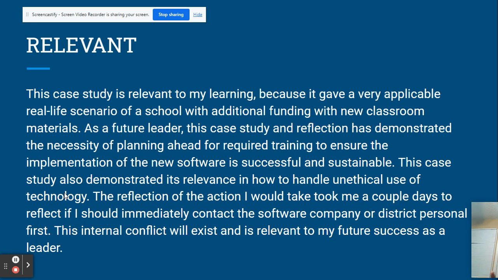The reflection of this action I would take with me for a couple days to reflect if I should immediately contact the software company or district personnel first. This internal conflict will exist and is relevant to my future success as a leader.